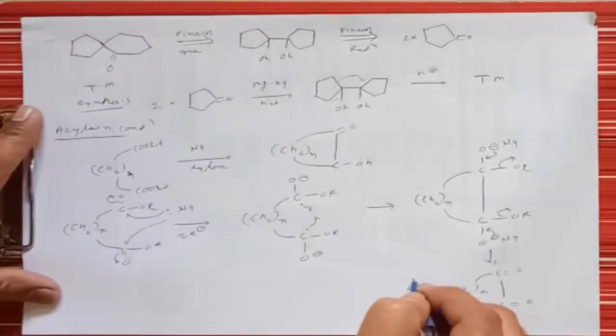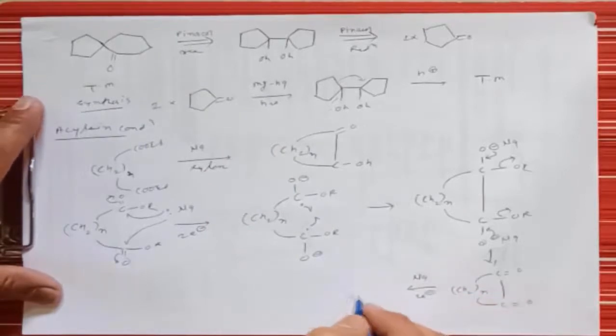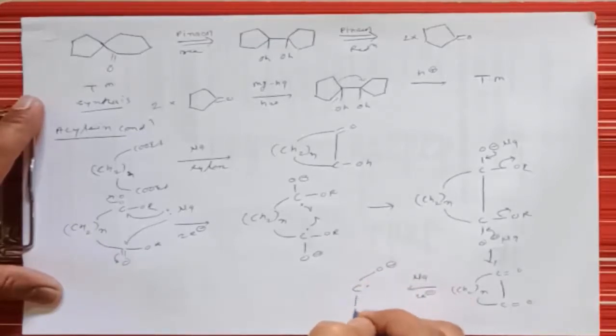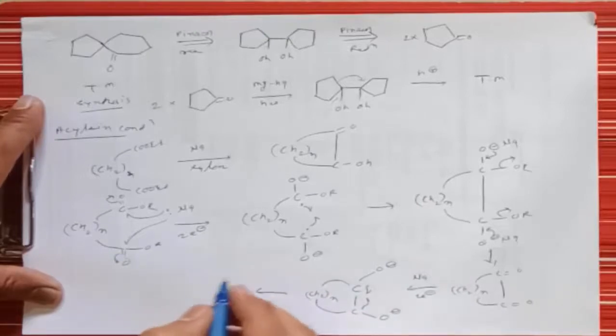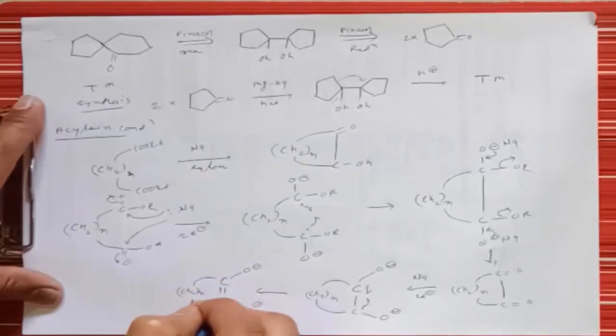Again in the further step there are 2 sodium present, it gives 2 electrons, and again it gives formation of C O minus, that is a radical here, here is again C O minus, a radical here, and here is the CH2 N group as it is. Then in the further step the electrons are combined, and it gives formation of C double bond O, here is O minus, here is O minus, and here is CH2 N as it is.